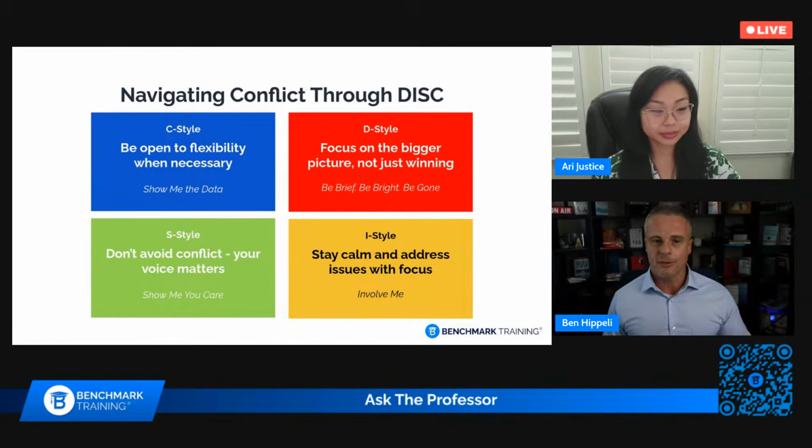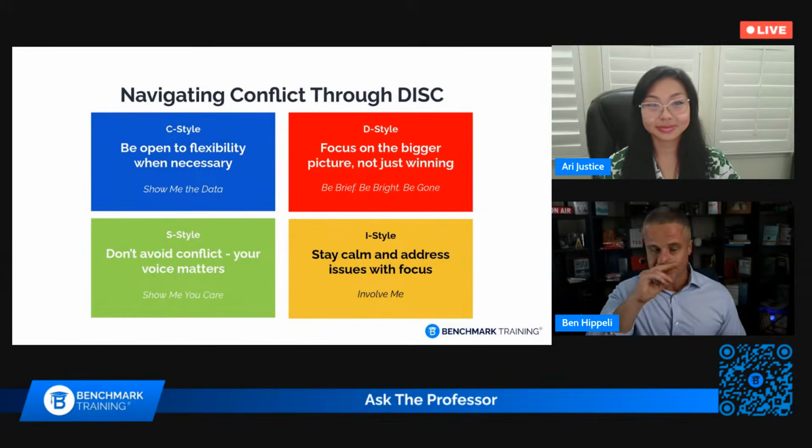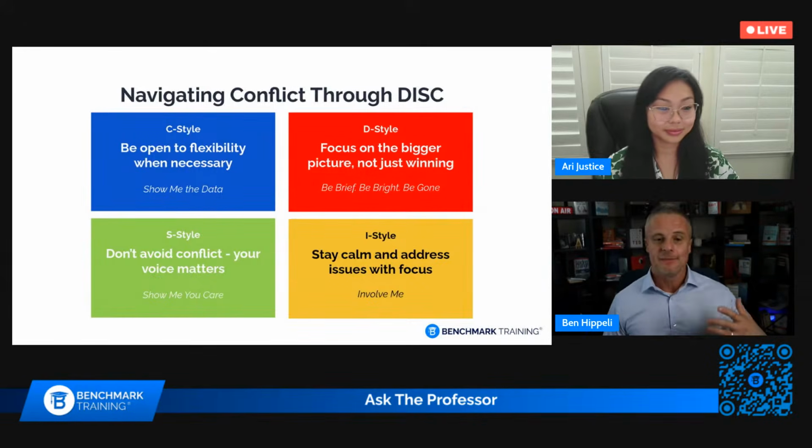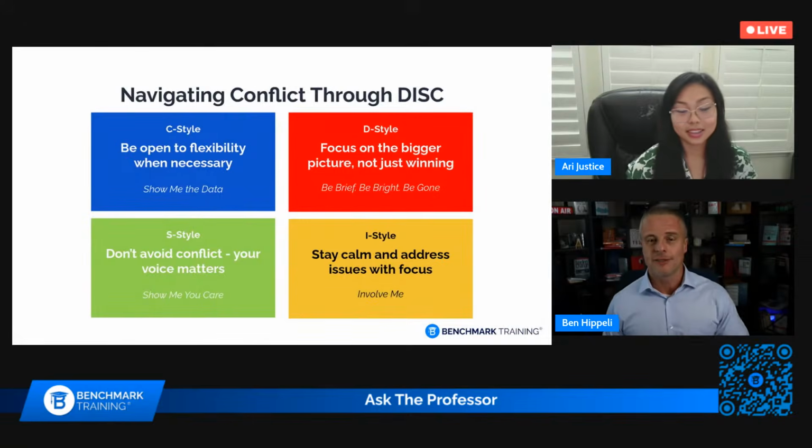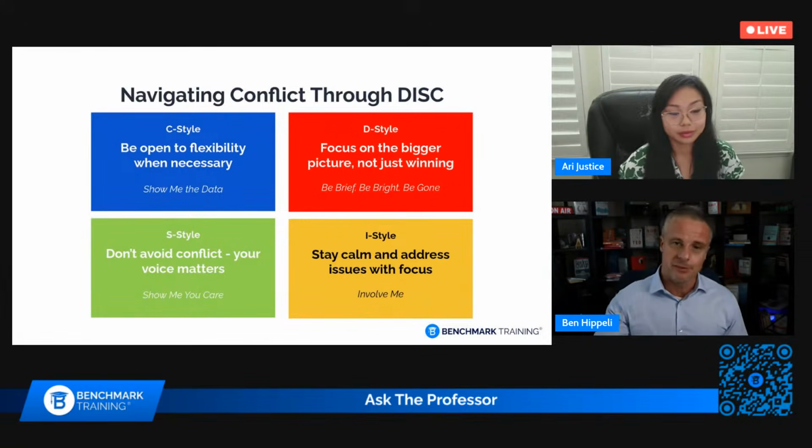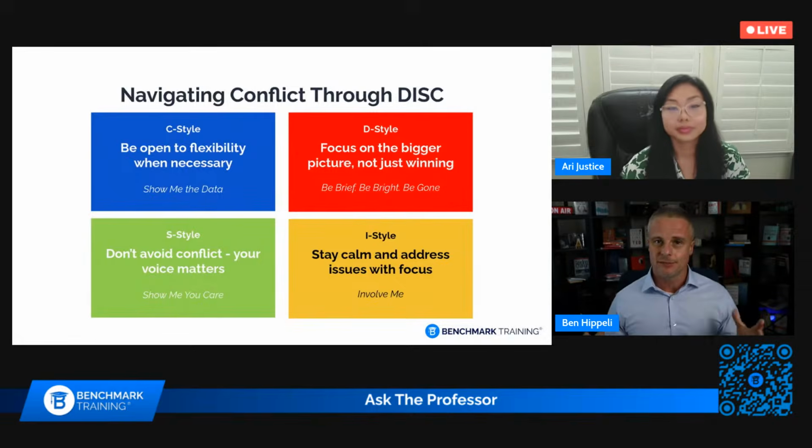Ari, I really love how you added this extra part of use your superpowers. So as a D style, it's great that you are embracing the conflict head on. We all need to do that. I styles, it's great that you want to keep it fun and light. We all need that as well. And C styles, yes, we need the accuracy. And S styles, we do need to all be patient and listen to each other. So there are superpowers that each one of these communicators are bringing to the team. And then there are these blind spots that this cheat sheet helps us remember.